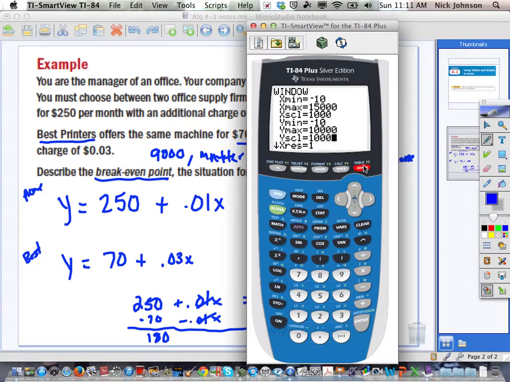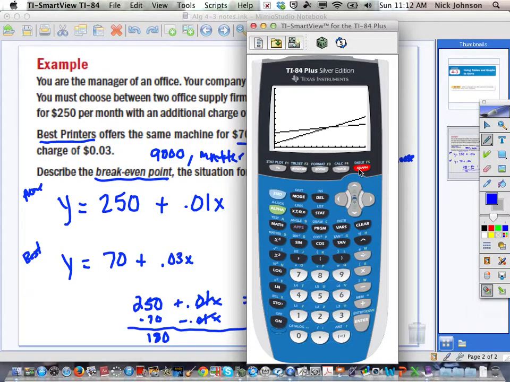I'm going to graph that. Ooh, I didn't like that at all. Okay. Sorry, my window didn't need to be that big on my y scale. Let's just go to 1,000. And we'll go up by 100. Hopefully that will be enough. That's going to look a little bit better, I think.